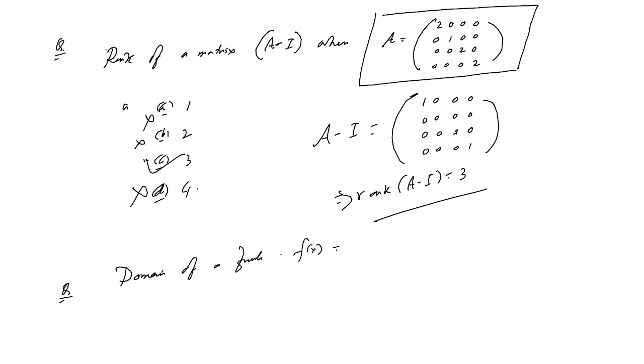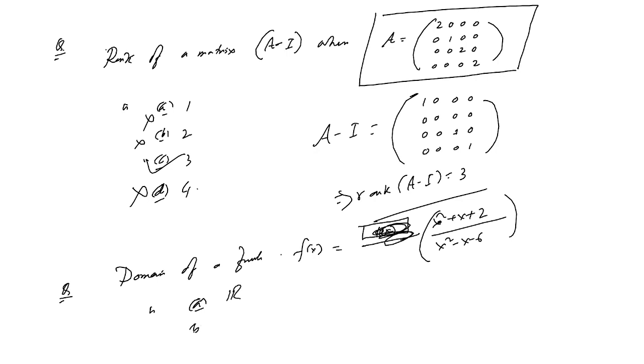f(x) equals, I don't recall the numerator portion, so it is just a quadratic polynomial, whatever I remember. Say 5x is a quadratic polynomial. So like here we just consider x square plus x plus 2 by the denominator portion, which is x square minus x minus 6. So the domain of the function is: option A is R, option B is R minus {2, 3}, option C is R minus {2}, and option D is R minus {3}.